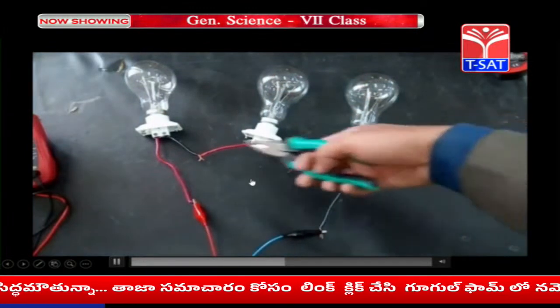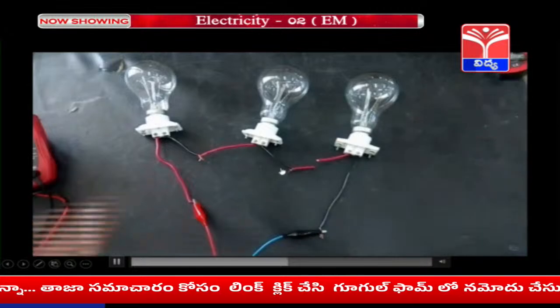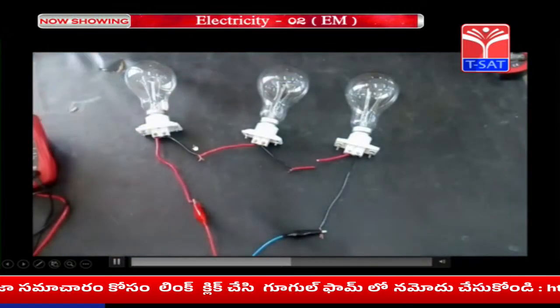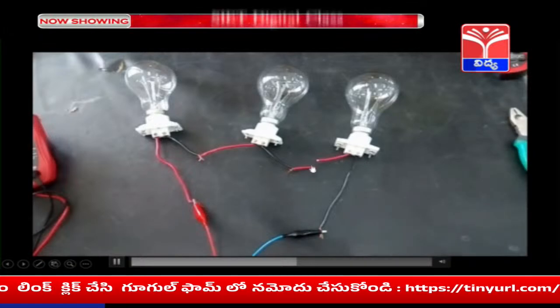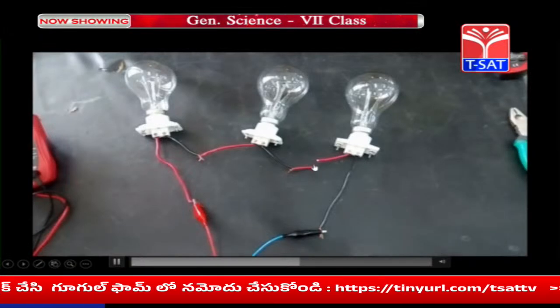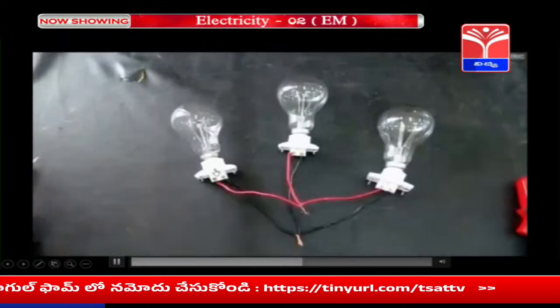Now, this is the disadvantage in series connection. Here the flow of electricity is not there because there is a breakage. Here there is only one path, and electricity is flowing through that one path.